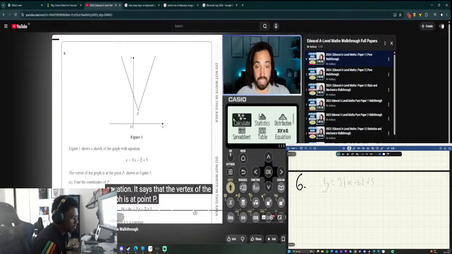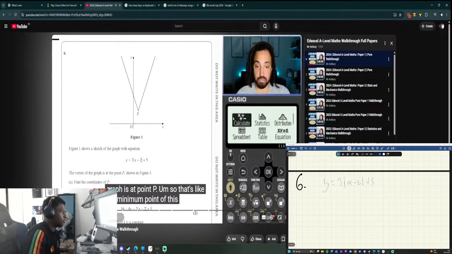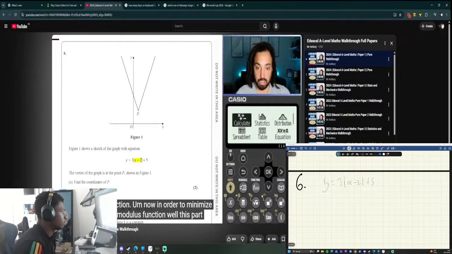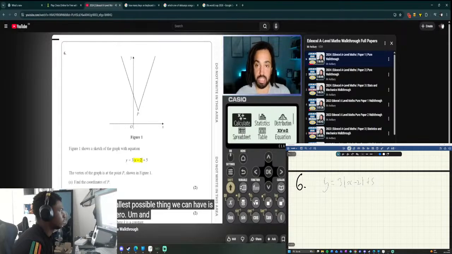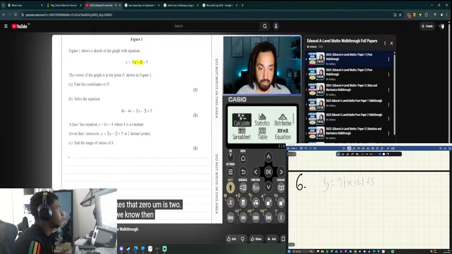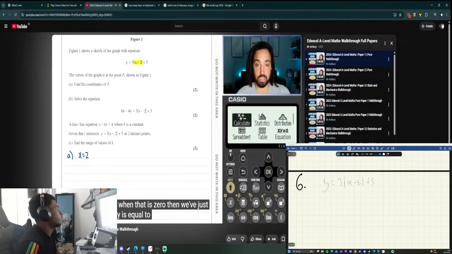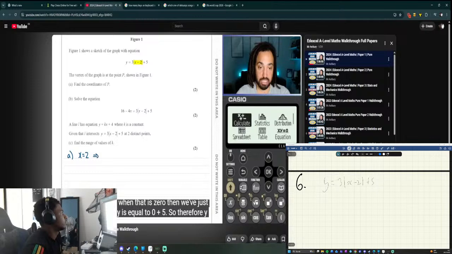The graph is at point P. So that's like the minimum point of this modulus function. Now, in order to minimize the modulus function, well, this part can only be positive or 0. So the smallest possible thing we can have is 0, and the value of x which makes that 0 is 2. So we know then for part A, we want x to equal 2 to get to the minimum point. And when that is 0, then we've just got y equal to 0 plus 5, so y is equal to 5 at that point. Which means that the point P is at 2, 5.